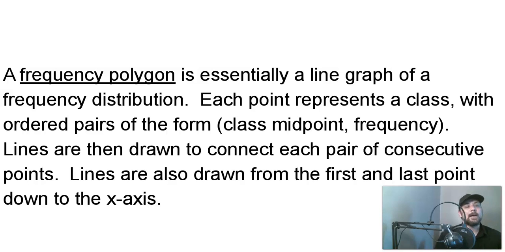The first one we're going to look at is a frequency polygon. A frequency polygon is essentially a line graph of a frequency distribution. Each point represents a class with ordered pairs of the form class midpoint for the x coordinate and the frequency of that particular class for the y coordinate. So you're going to plot a point for each class that you have. Lines are then drawn to connect each pair of consecutive points. Lines are also drawn from the first and last point down to the x-axis. And we'll talk about why that is done when we get to that point of the problem.